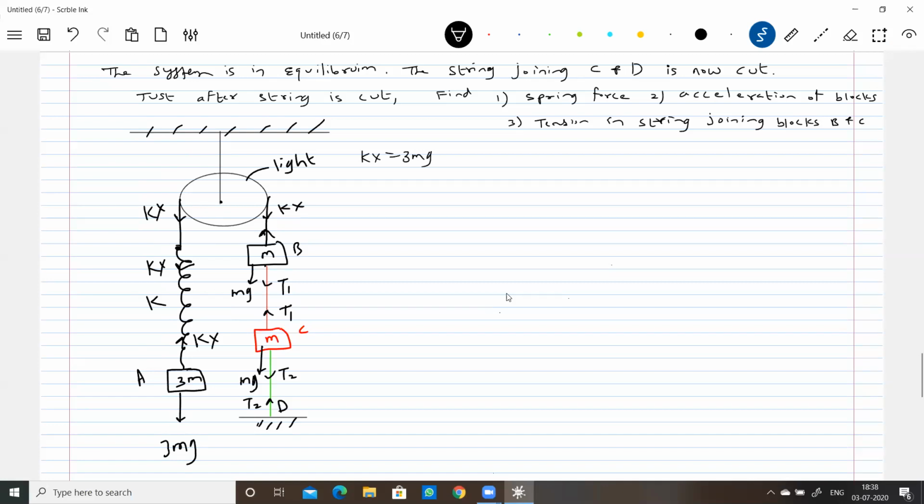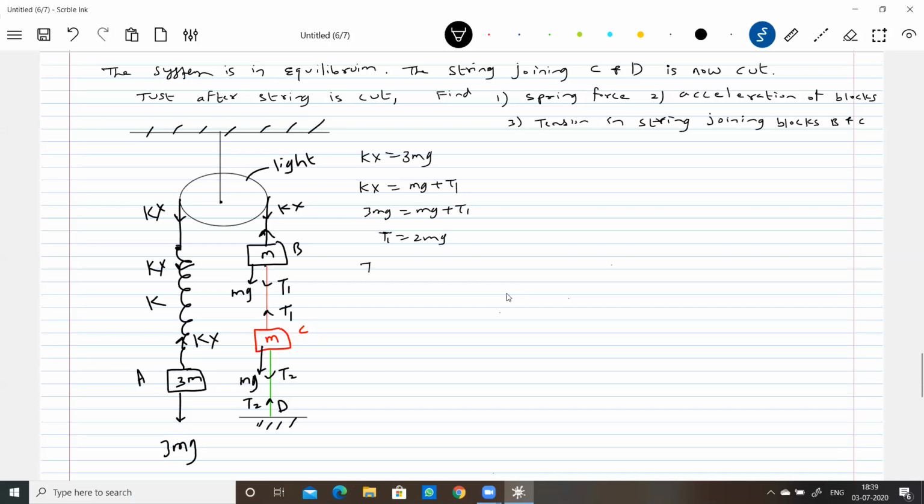Then kx equal to mg plus T1. kx is equal to how much? 3 mg, and this is mg plus T1. So therefore T1 equal to 2 mg. Let's keep all this.